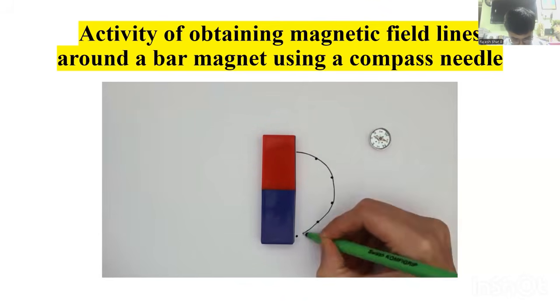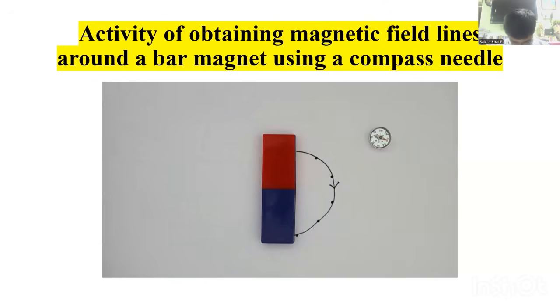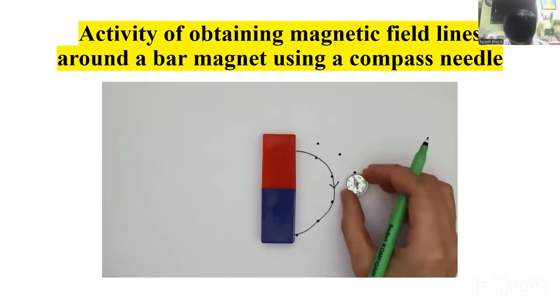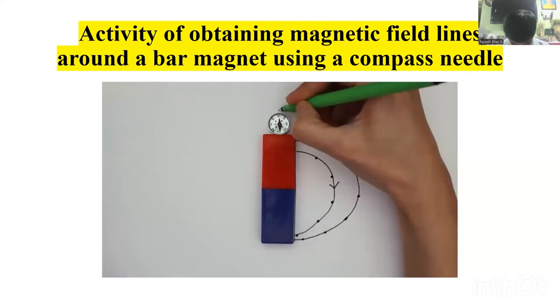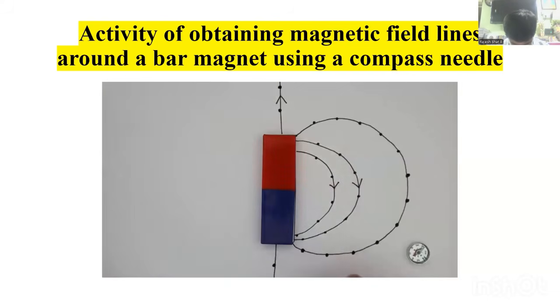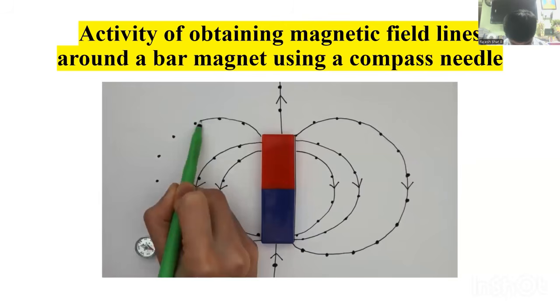I'll also draw an arrow here to show the direction that the needle was pointing in. I'll do all of the above again with another starting point. Looking at the field that we've plotted, we can figure out the 4 main properties of magnetic field lines.